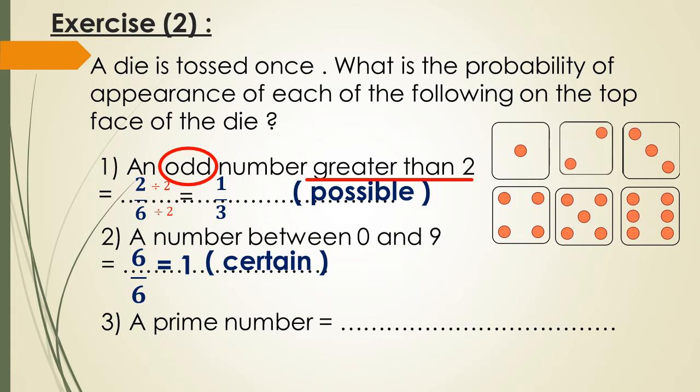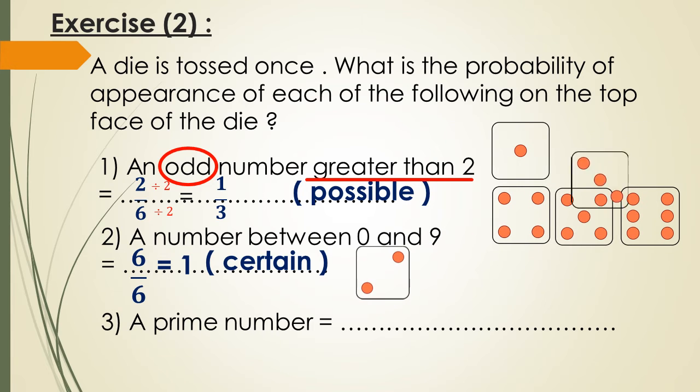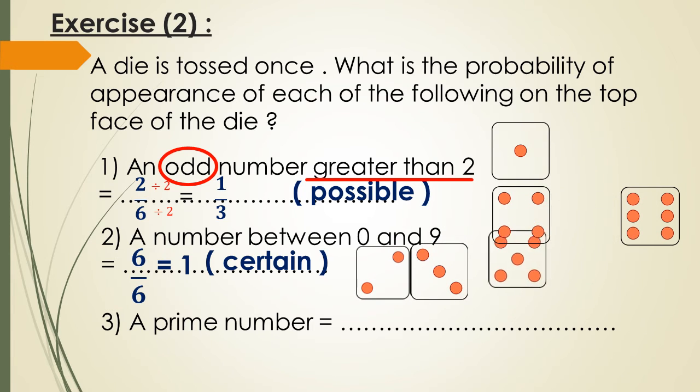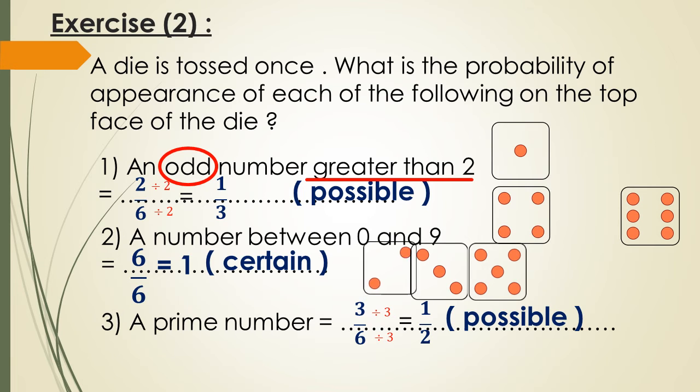Number 3, a prime number. How many prime numbers do we have? Here we have 2, 3, and 5. We have 3 over the total number of faces, which is 6. So the answer will be 3 over 6. But we can't leave it in this form, because it's not in the simplest form. So search for the common table between 3 and 6, which is table 3. So 3 divided by 3 equals 1, and 6 divided by 3 equals 2. So the answer will be 1 over 2. It's a possible event.